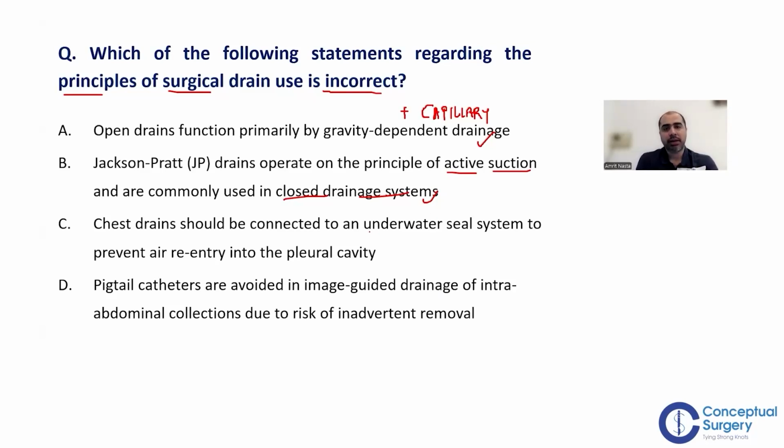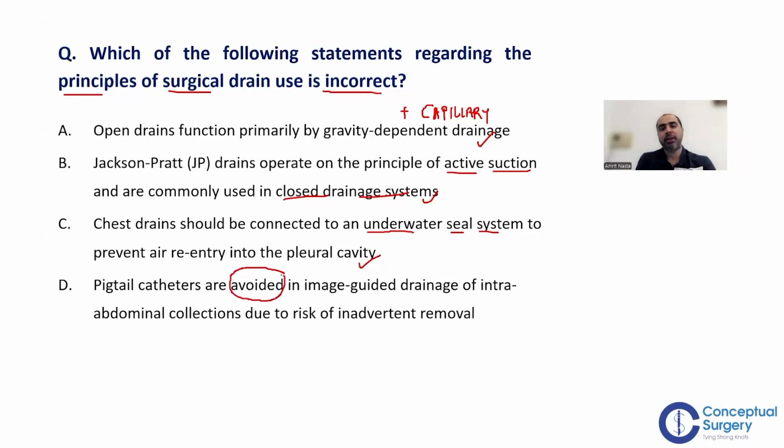Chest drains are connected to an underwater seal to prevent re-entry of air into pleural cavity. This is correct. Obviously, if it is exposed to the environment, when the person will breathe in, the air from the environment will go in the tube and thereby into the pleural space. So when it is underwater, that negative intrathoracic pressure will not be able to suck the air because there will be a one-way valve.